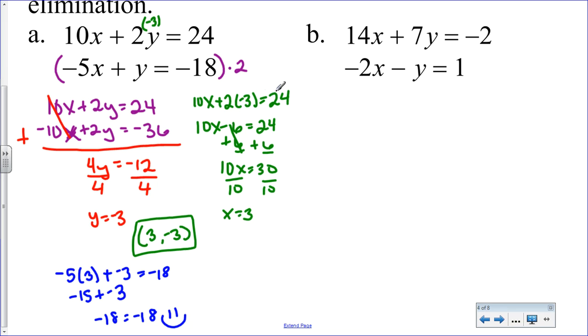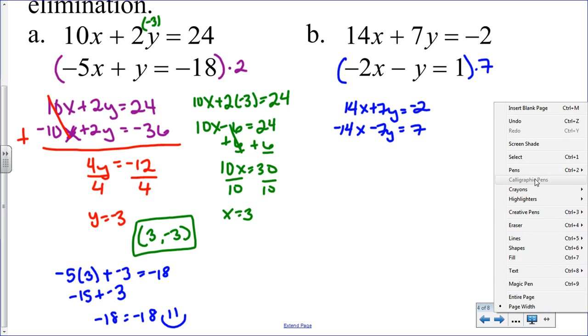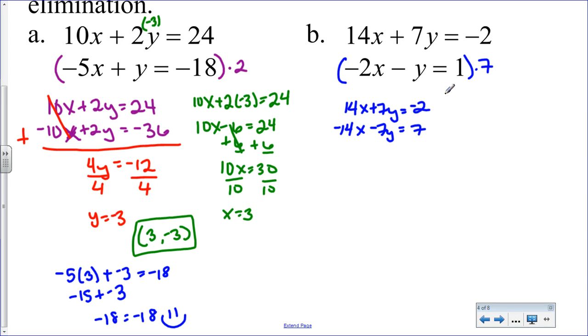Okay, let's go ahead and do the next problem. We're going to compare these and ask ourselves, how many times does 2 go into 14? Okay, goes in 7 times. So we're going to go ahead and multiply everything in that second equation by 7 so that we end up with a 14 up front. First equation stays the same. Second equation becomes negative 14x and then a minus 7y and 7. So remember, make sure you multiply everything in the equation by 7. So 7 times negative 2, 7 times negative 1, and 7 times 1.